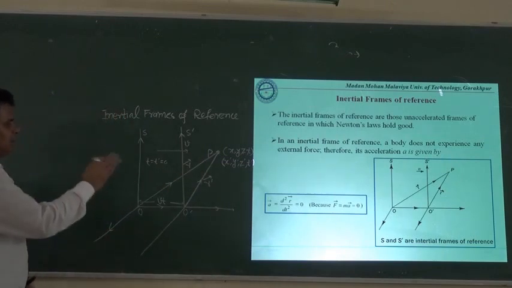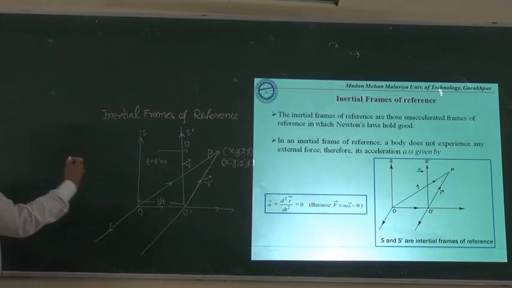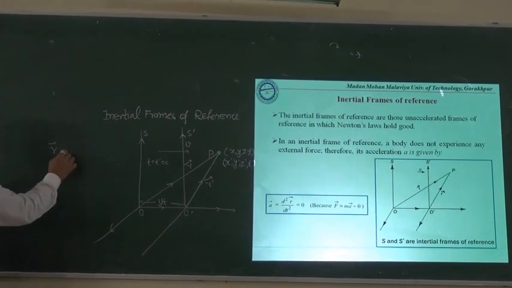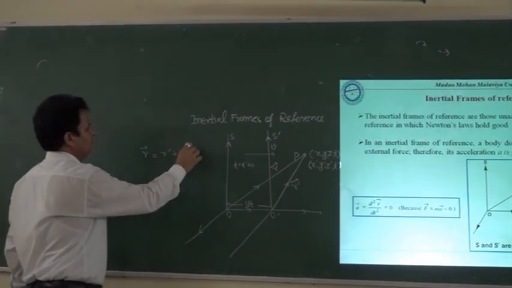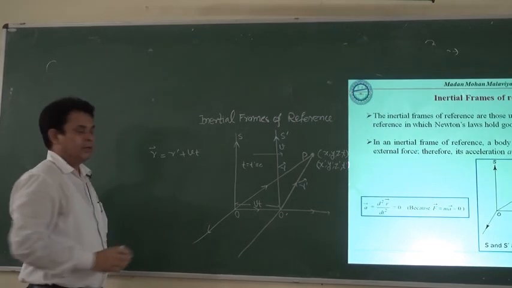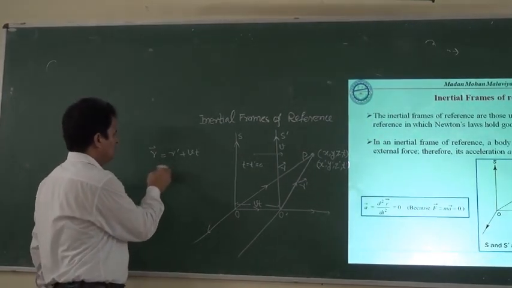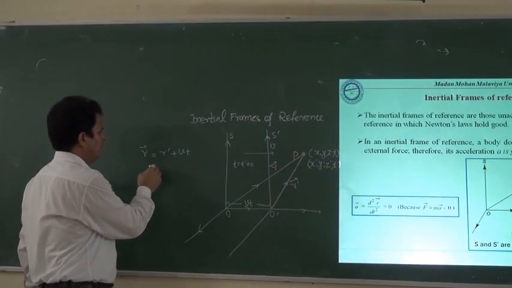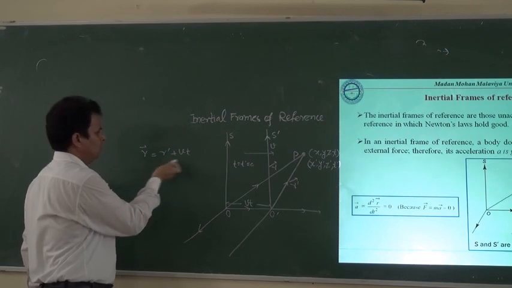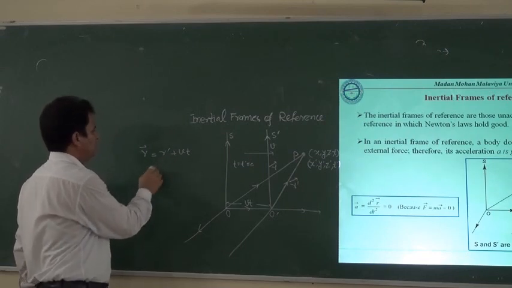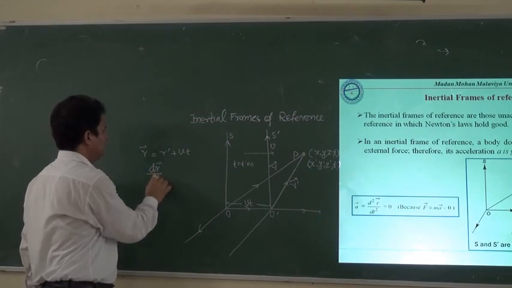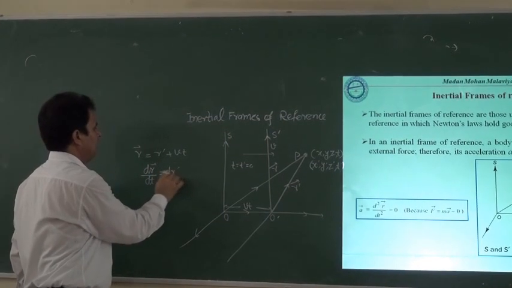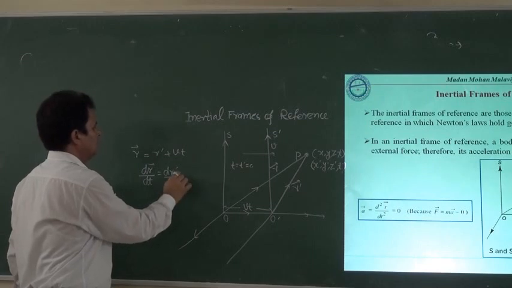If we write the relation between them, the relation will be that vector r is equal to r dash plus vt. Now let us differentiate this equation with respect to t. Then this is dr upon dt, which is equal to dr dash upon dt plus v.